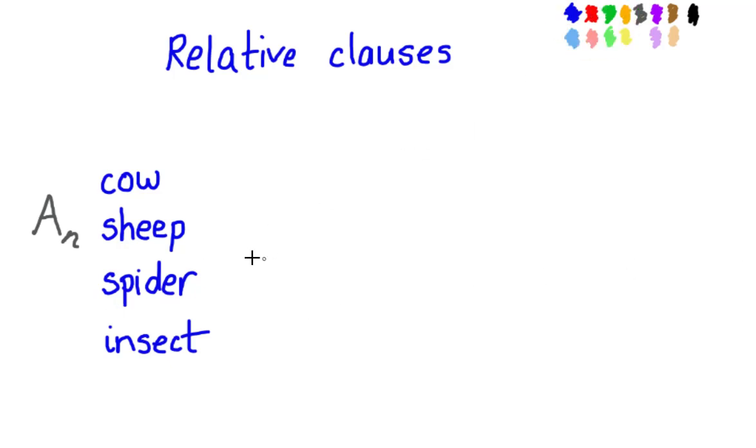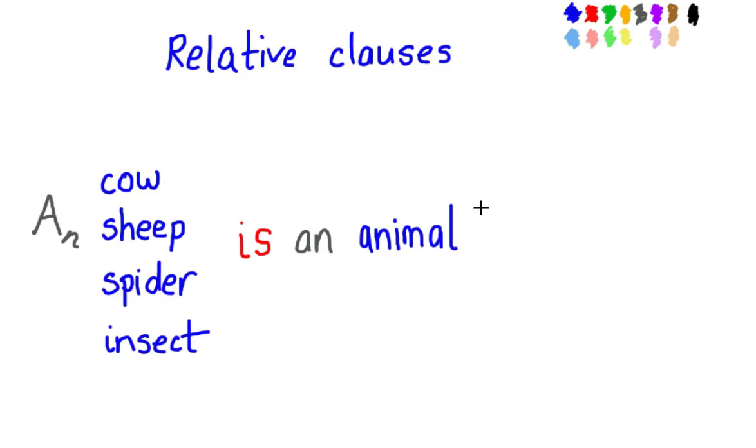Okay, so a cow is an animal. A sheep is an animal. Yeah, full stop. We could put a full stop there. That's a sentence. But we want to say more about each of these animals.